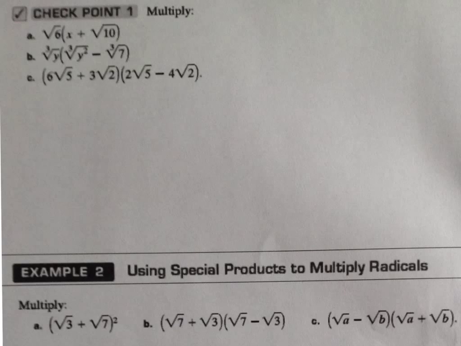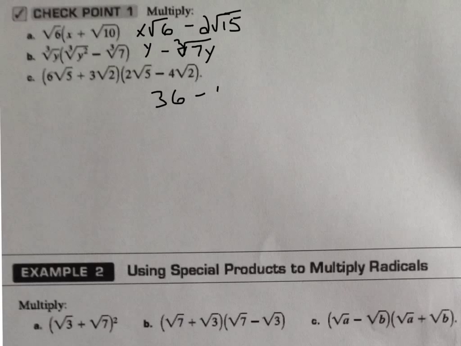Alright, checkpoint 1. The answer to A is x times the square root of 6 minus 2 times the square root of 15. The square root of 60 will break down. B is y minus the cube root of 7y. And C is 36 minus 18 times the square root of 10. Those are the checkpoints. Let's look at example 2 now.